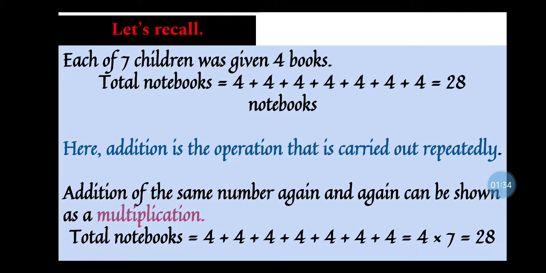So instead of adding so many times 4, we can count how many times the number is repeated. That means 4 is getting repeated 7 times, or else simple logic we can use. Each of 7 children was given 4 books, so how many notebooks? 4 into 7. So instead of using the addition operation, we can use the operation of multiplication to make our work easier.